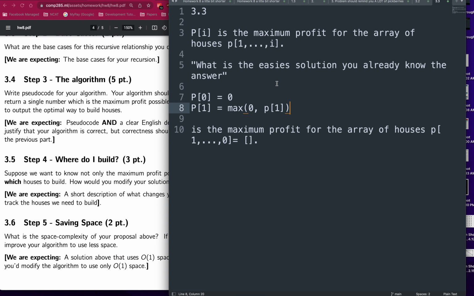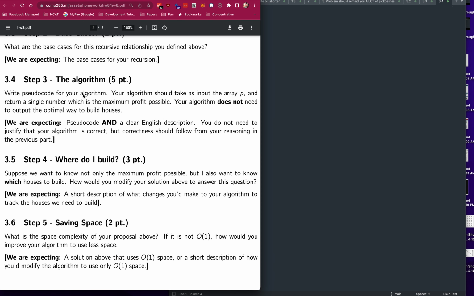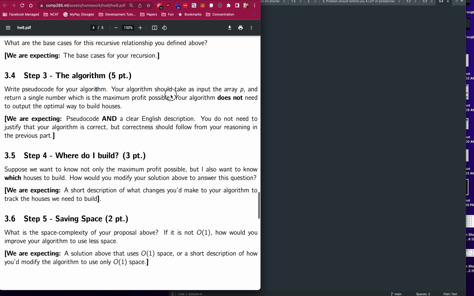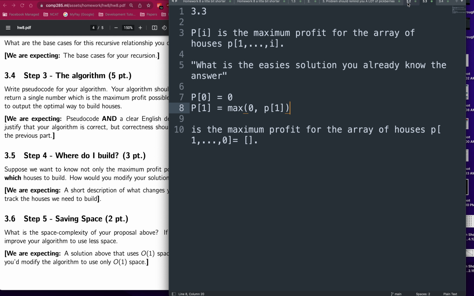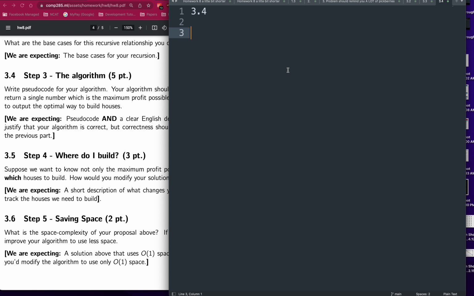Right, so now we get to step 3.4. We're saying, hey, now write the pseudocode. This should be pretty easy. I want pseudocode, and honestly, you can drop the English description. You don't need to justify if it's correct. But I want a dynamic programming version. You can do top down, you can do bottom up, whichever one you want. Take a look at the slides. This is good practice for you. Hopefully it's not super challenging, but we'll walk through it. So pause the video, think about it, and then I'll walk through the solution.